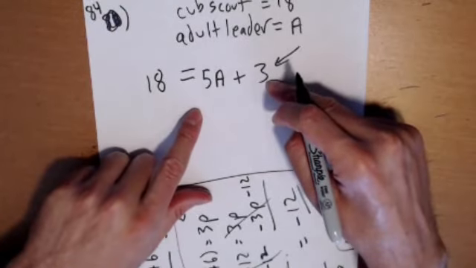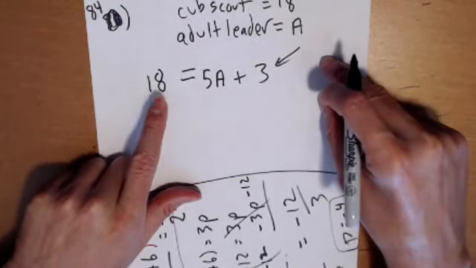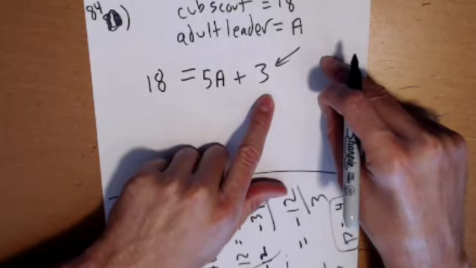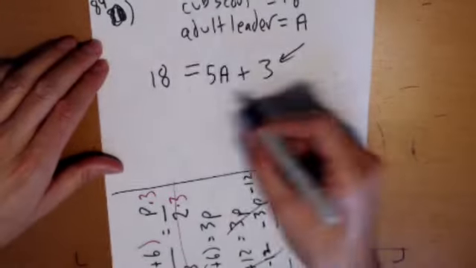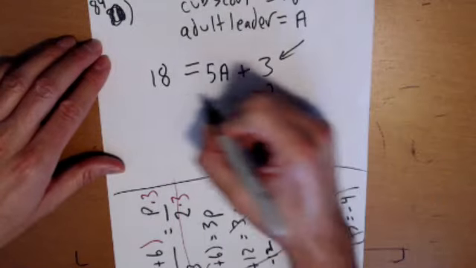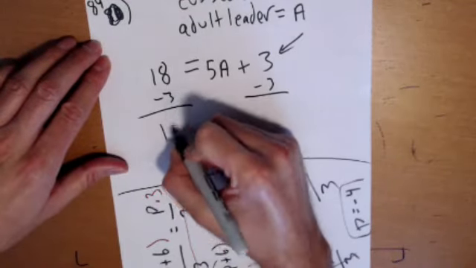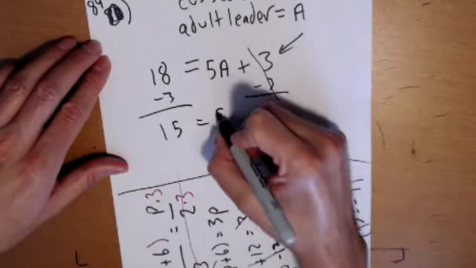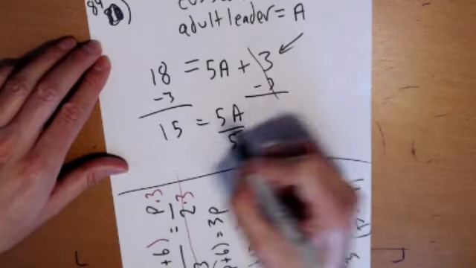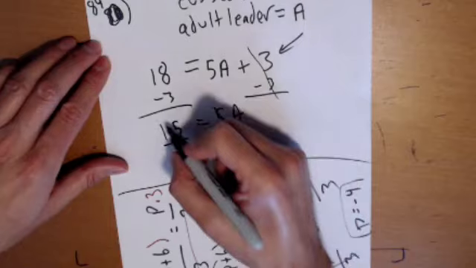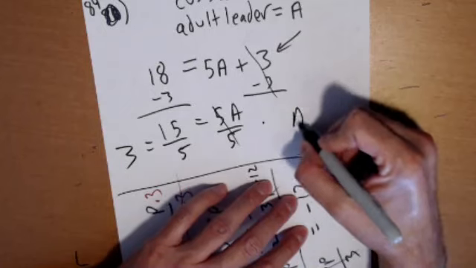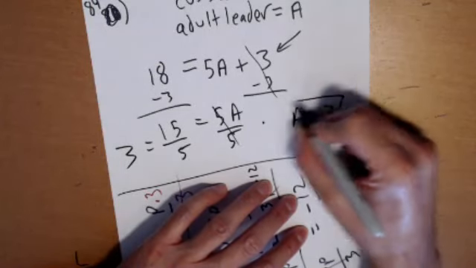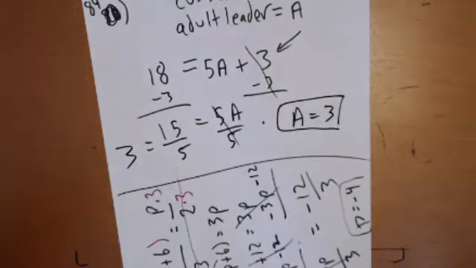The number of scouts is 3 more than 5 times the number of adults. Okay, find the number of adult leaders. So just solve this for big A. Subtract 3, 15 equals 5A. Divide by 5, divide by 5. 15 over 5 is 3. So 3 is A, but we usually like putting the variable on the left, so we just say A is 3. Ta-da! That was number 84.